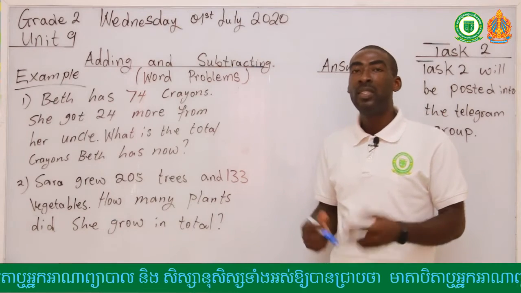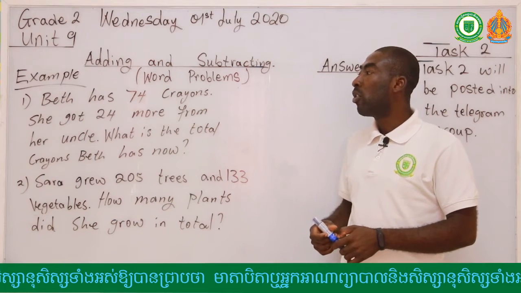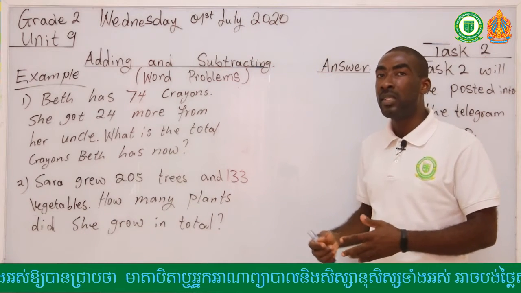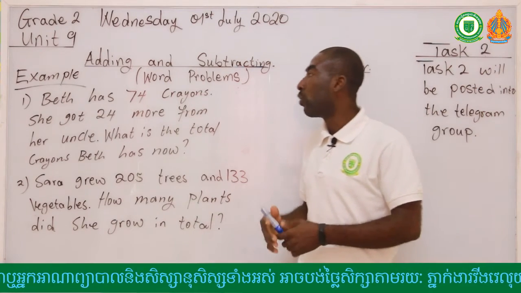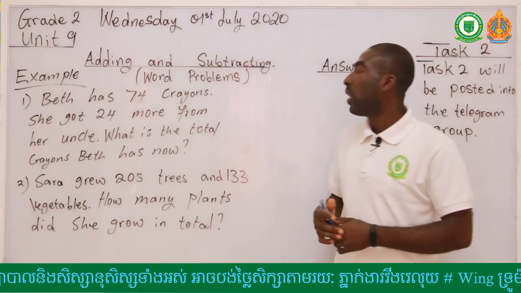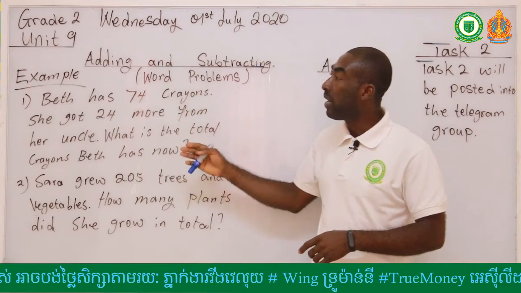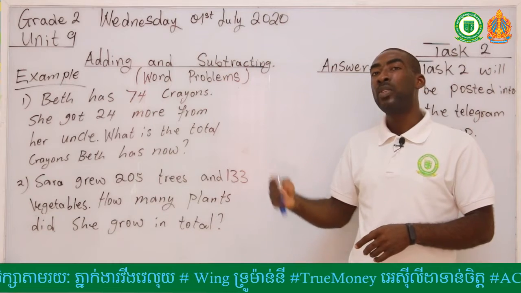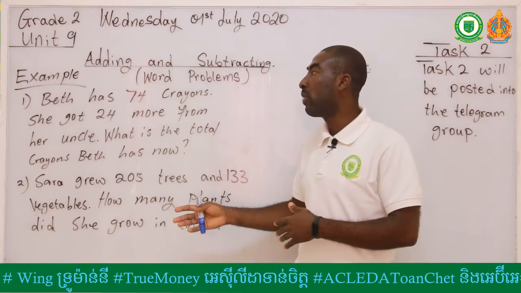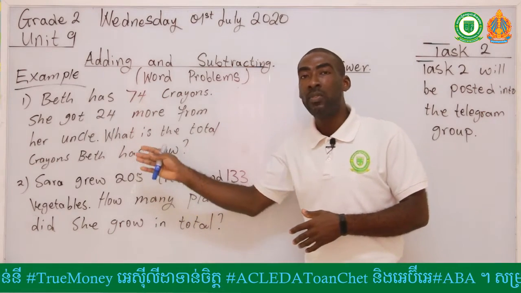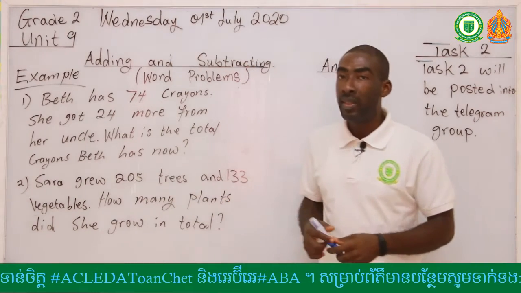Beth is having 74 crayons. That means that is the first figure that she's having. She got 24 more. So that means there are some coming to increase what she was already having. What is the total of crayons that Beth is having? That means her first amount of 74 is going to increase to a bigger number than the 74. So what we have to do is to add our 74 and 24. That will give us the total crayons that Beth is having.